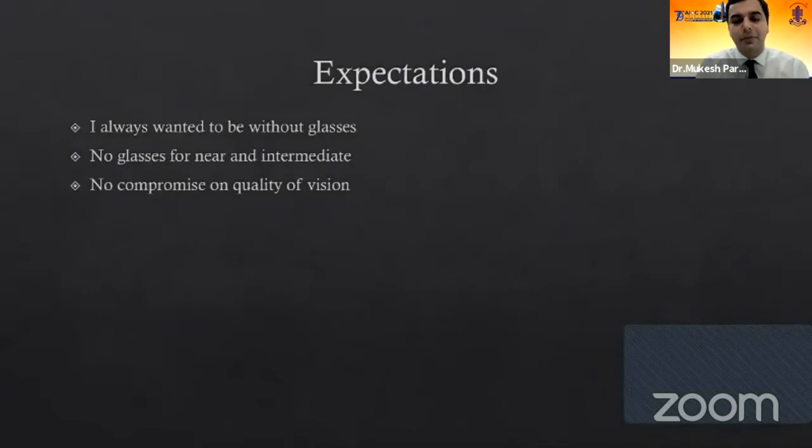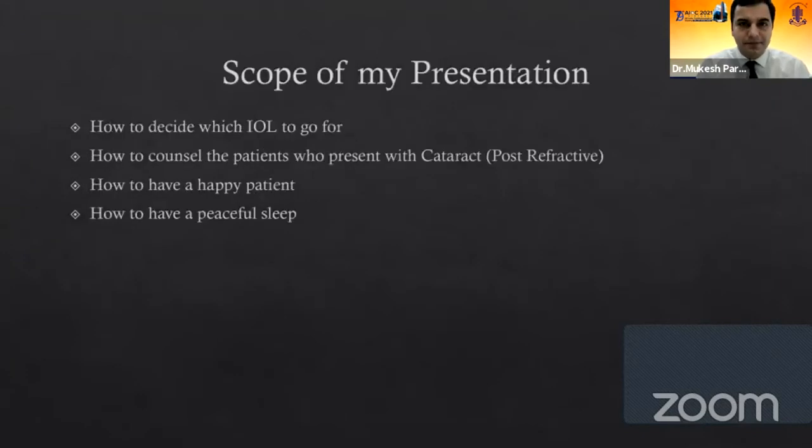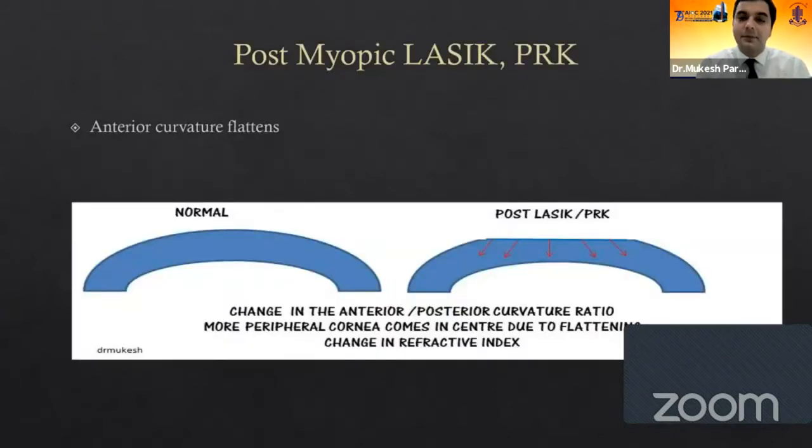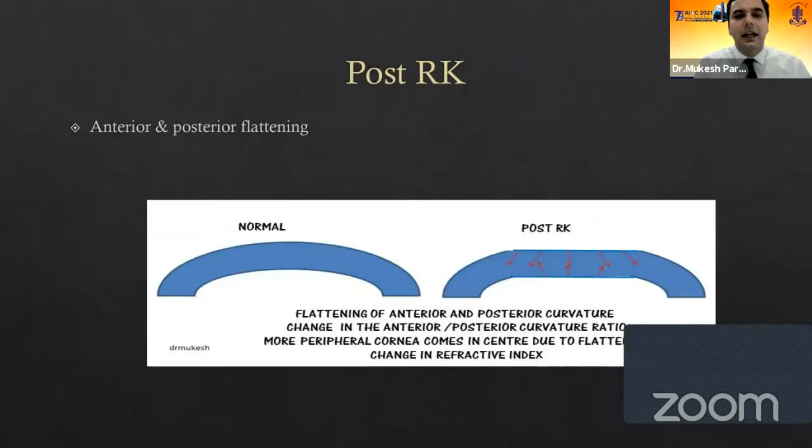We have to explain to them the real nature of how post refractive surgery calculations and outcomes actually work. The scope of the presentation would be how to decide which IOL to go for, how to counsel the patients regarding the same, how to have a happy patient, and most importantly, how the surgeon can sleep peacefully. It has already been covered that in myopic LASIK, the anterior curvature flattens, nothing happens really to the posterior curvature, while in post RK we have flattening of the anterior as well as the posterior curvature.